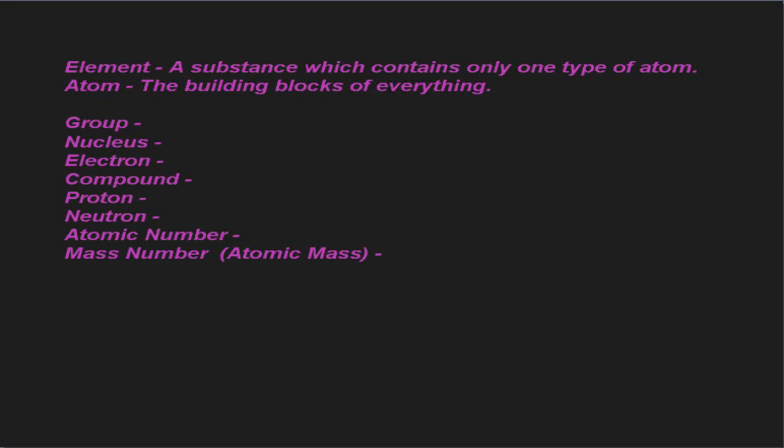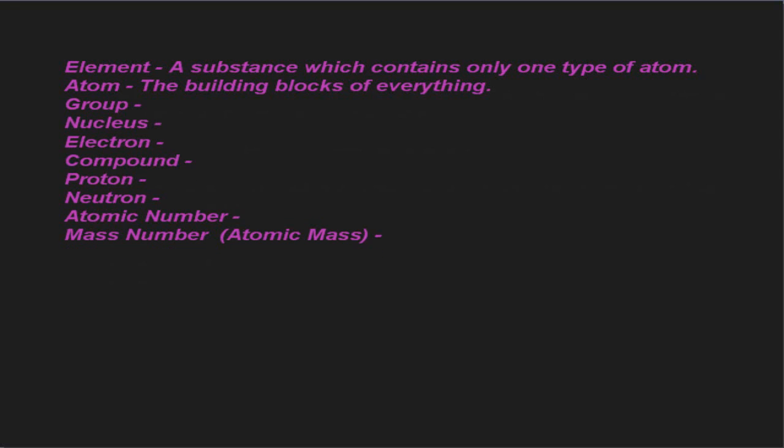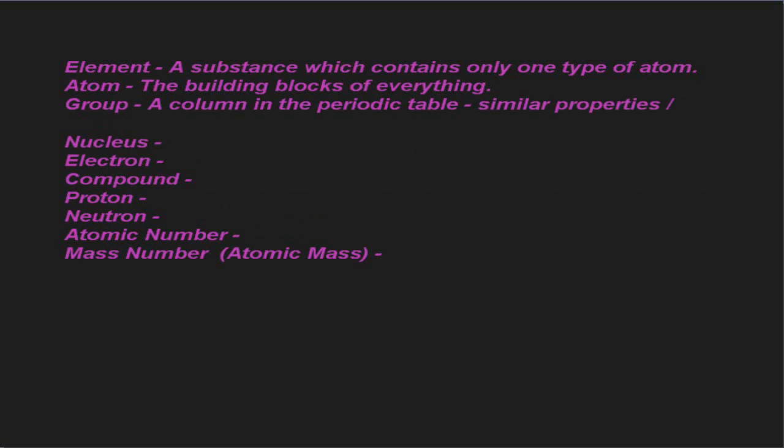Sorry about the awkward pause. A group is a column in the periodic table, and we need to know that it has similar properties and the same number of electrons on the outer shell. So elements in the same group have similar properties and have the same number of electrons on the outer shell.